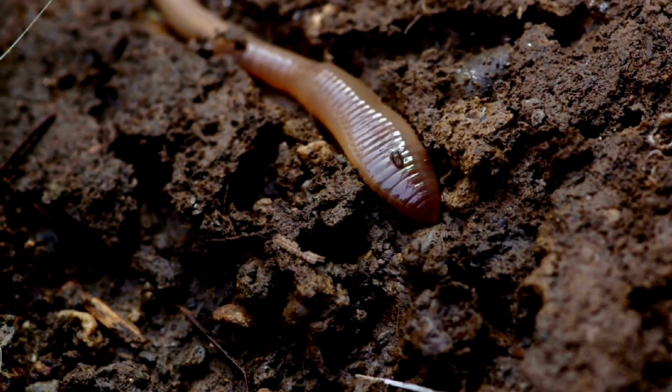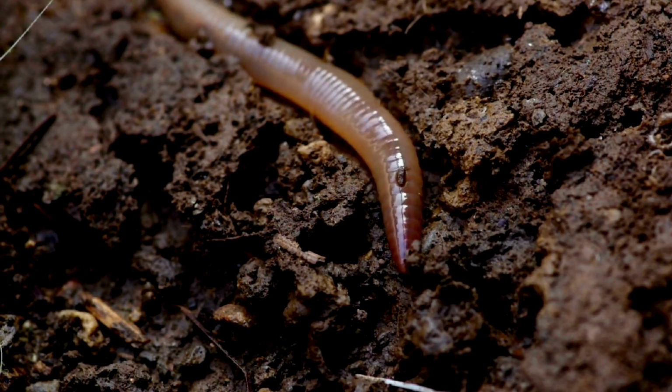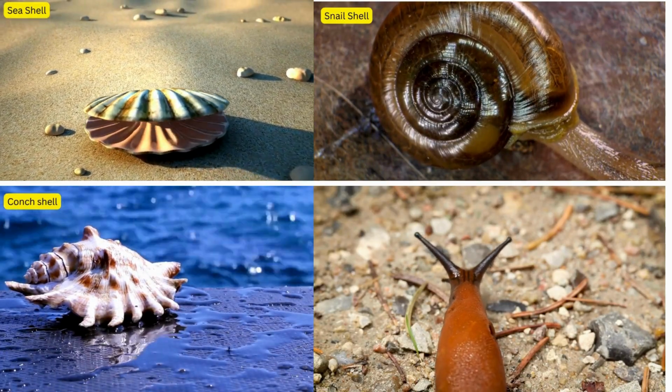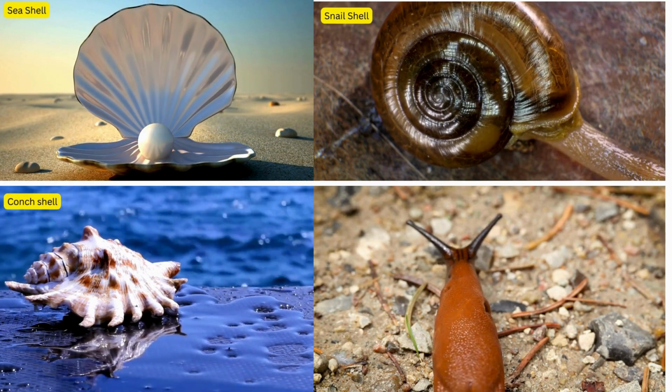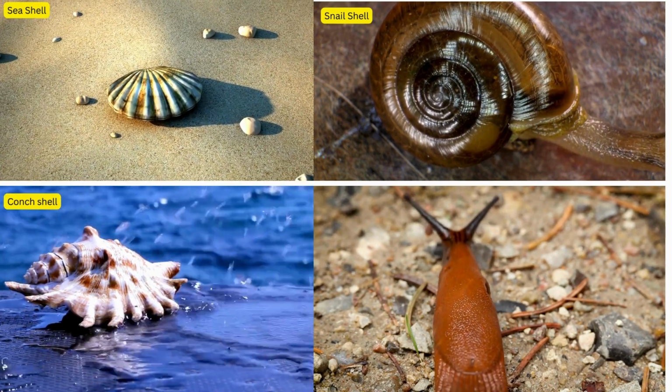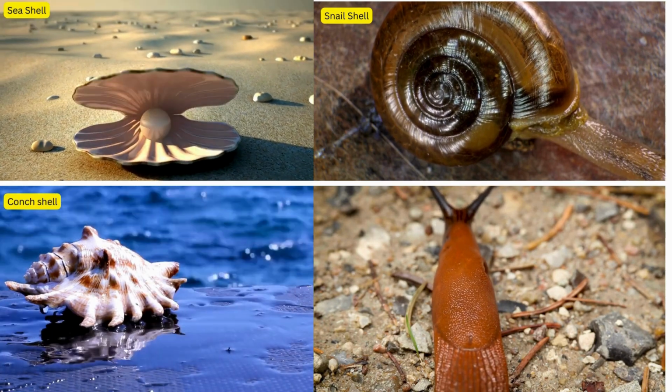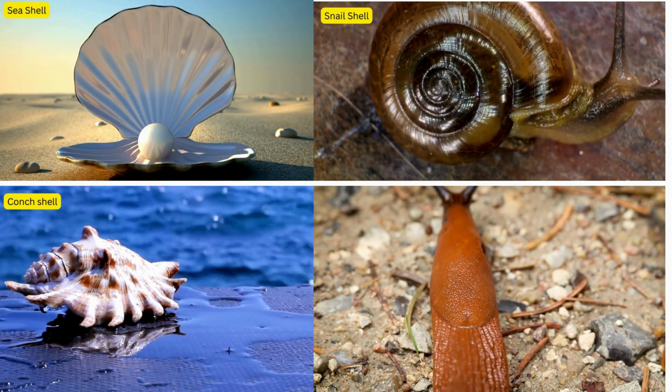Earthworms are soil aerators and decomposers. They enhance soil fertility and structure. Phylum Mollusca is one of the largest groups in the animal kingdom, encompassing a wide range of organisms known for their soft bodies, which are often protected by a hard shell.